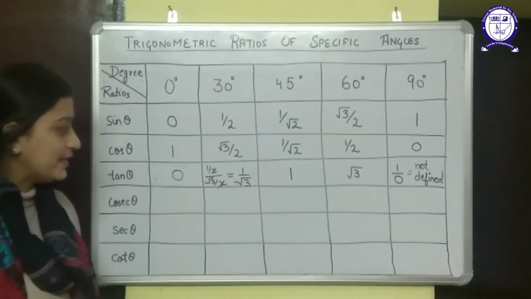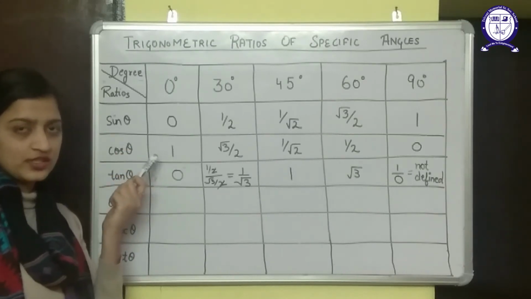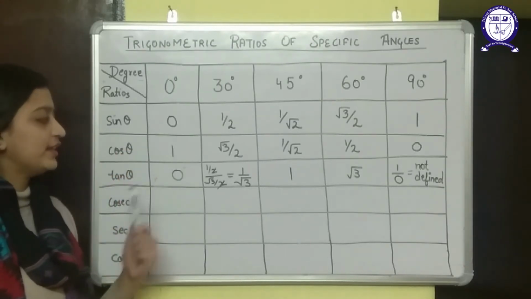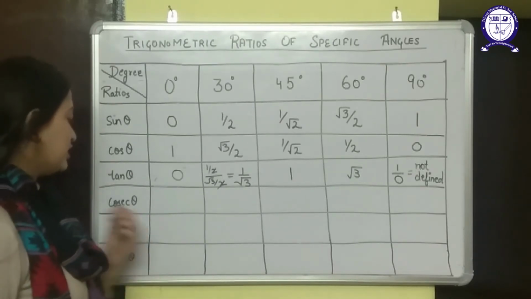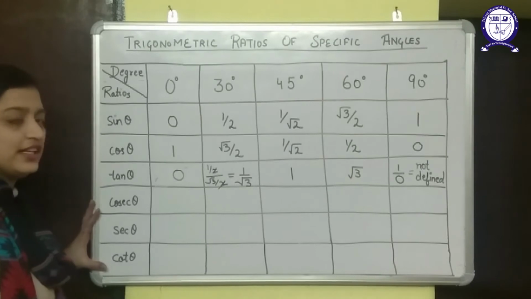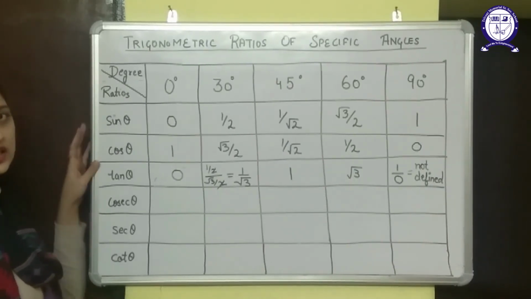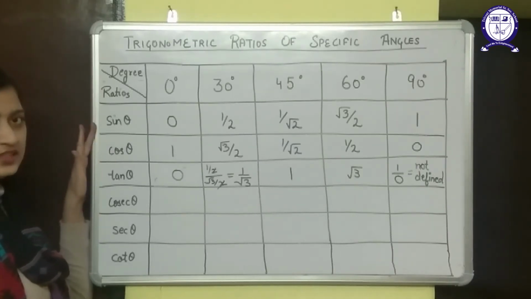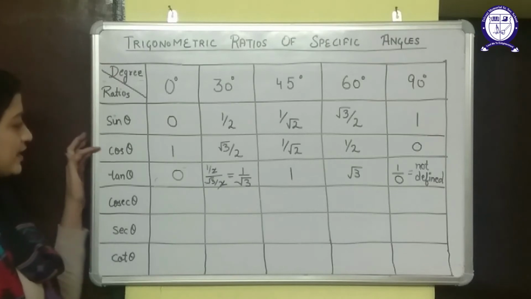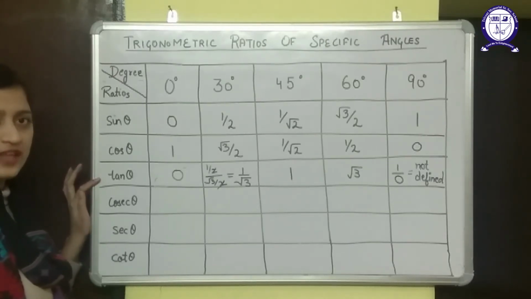Okay, so you can see that by the table of sine theta, I have derived the table of cos theta, and with the help of sine and cos, I can write the table of tan theta. Now coming to these three ratios. These three ratios are directly dependent on my above three ratios, right? Because cosec theta is the reciprocal of sine theta, secant theta is the reciprocal of cos theta, and cot theta is the reciprocal of tan theta.